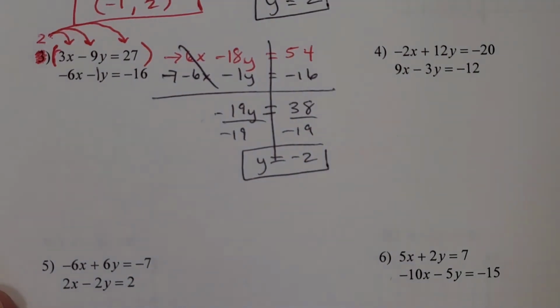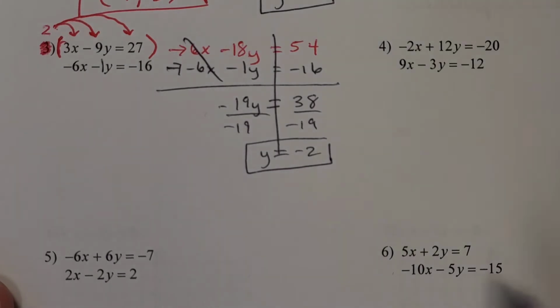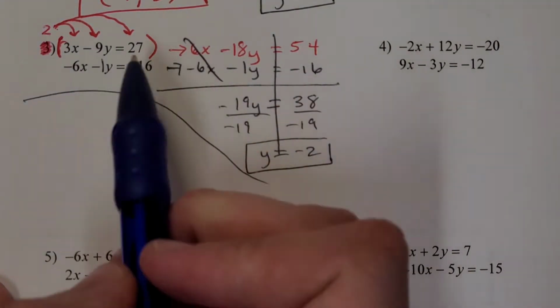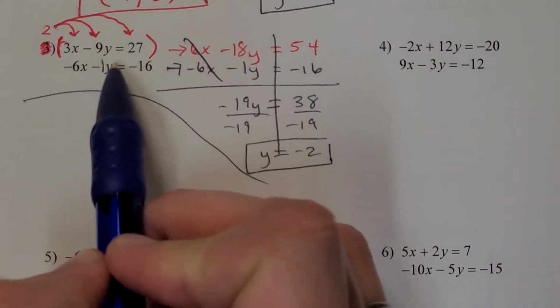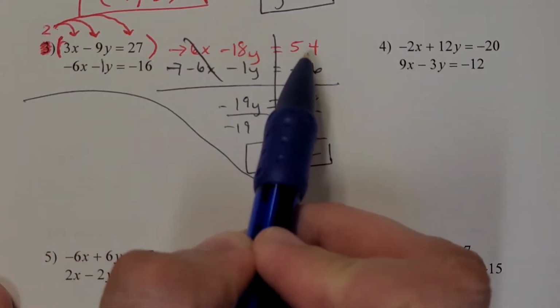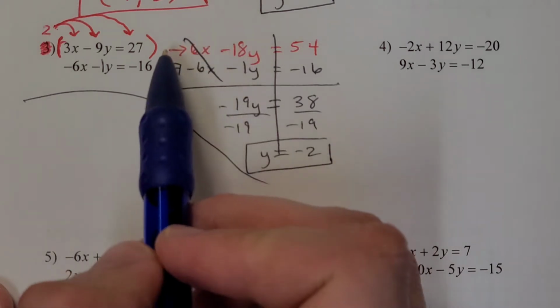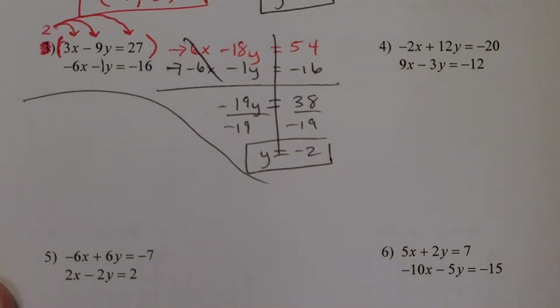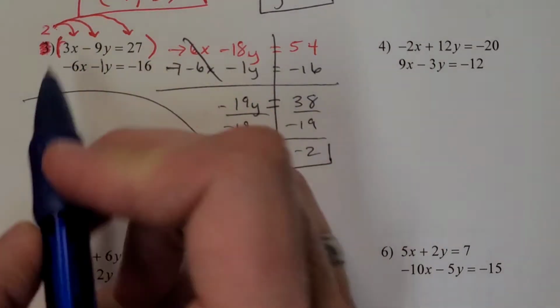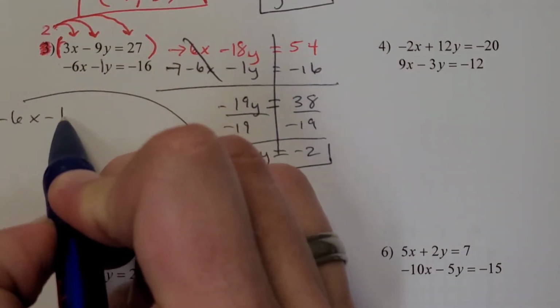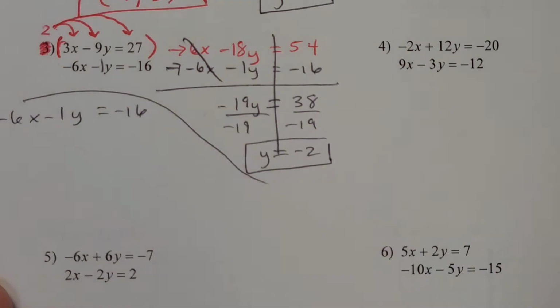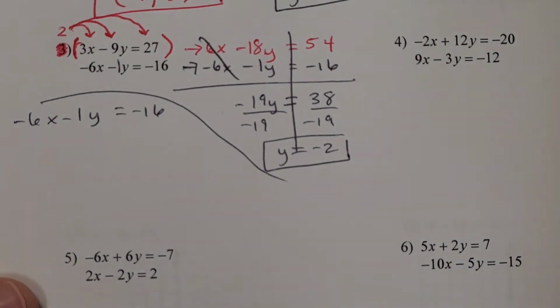So if you don't have opposites, you got to make them. Now that was just the y. I've got to go plug that back in. I can plug it back in here. I could plug it back in here. Or I could even plug it back in here to this red equation, this new one that we made. It doesn't matter. I'm going to look for the one with the smallest numbers. Probably this one right here, negative 6x minus 1y equals a negative 16. Those are the smallest numbers that I see.